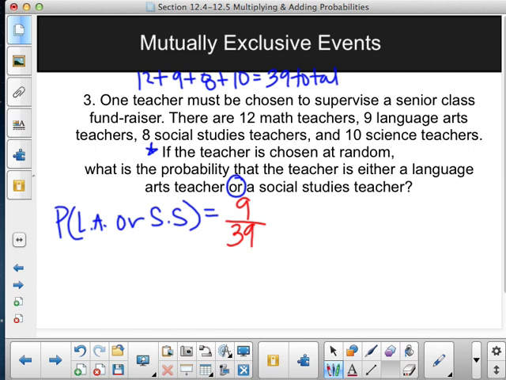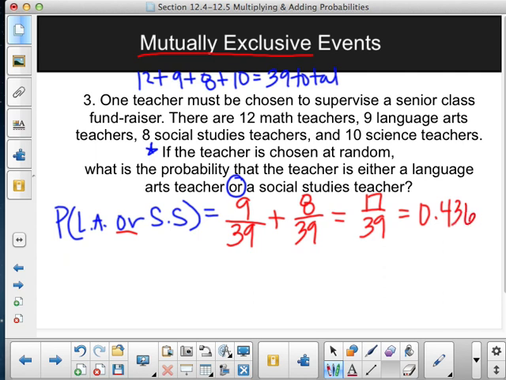This is mutually exclusive because you cannot be a language arts teacher and a social studies teacher. So mutually exclusive, cannot be both. And since it has the word or, I know I'm going to add. Now I figure out the probability of being a social studies teacher. There are 8 social studies teachers out of 39. Once again, remember with fractions, when you add, you only add the numerators. So 9 plus 8 is 17 out of 39. If you wanted to calculate this on your calculator, it would be 0.436.